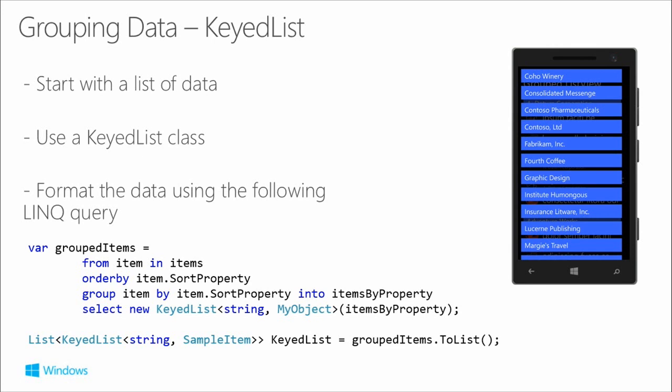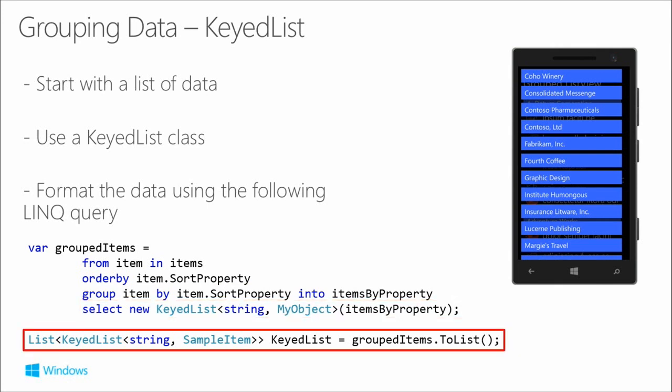We take our single list and we format that using the following LINQ query, and we'll walk through that here. Items is the variable for our simple list of items. So we're going to select that list of items. We're going to order it by some property that we want to sort by. Then we're going to group it by that property. And finally, we're going to select a keyed list of our objects from the result of that order and group. Then lastly, we can dump that into a list or observable collection of keyed lists.